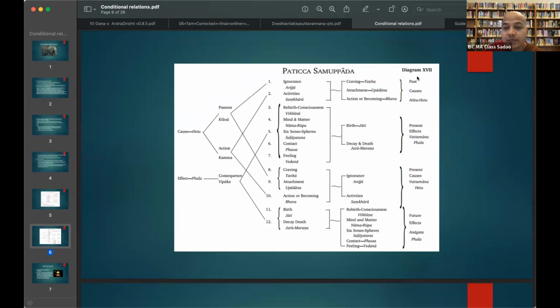This we have discussed. Past cause, present effect, present cause, future effect. So you see here, birth, decay, and death are included in these five. That is how it is shown here. And these five are included in birth, decay, and death, right? Yes, so basically you see here two categories. With avijja and sankhara, you have tanha, upadana, and bhava. With jati, jara, marana, you have vijnana, namarupa, salayatana, passa, vedana. So this is the categorization.